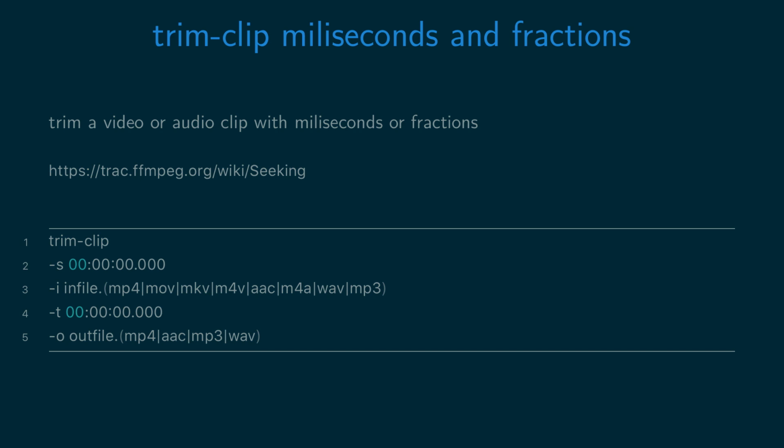get the latest version. If you have a look at the ffmpeg wiki, you'll see it has a section on how to seek into an audio or video file using milliseconds and fractions and the syntax that you use. Basically, we run the trim clip script with a dash s option and the time in hours, minutes, seconds and milliseconds or a fraction of a second, and then the dash I option and the path to the audio or video file we want to trim, and then the dash T option to specify the duration of the clip we want to create, again in hours, minutes, seconds and milliseconds.